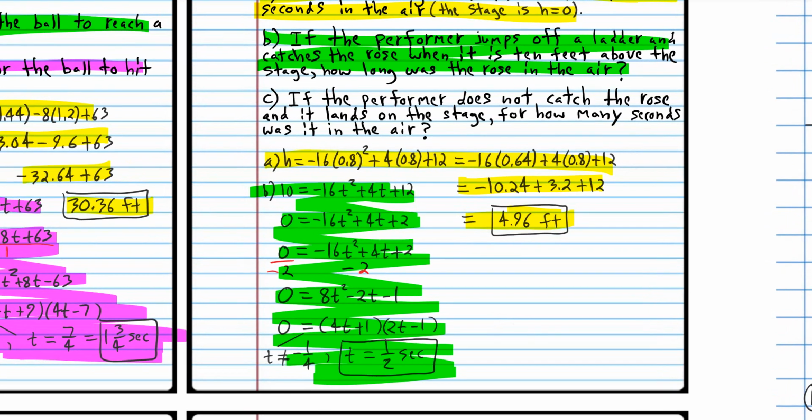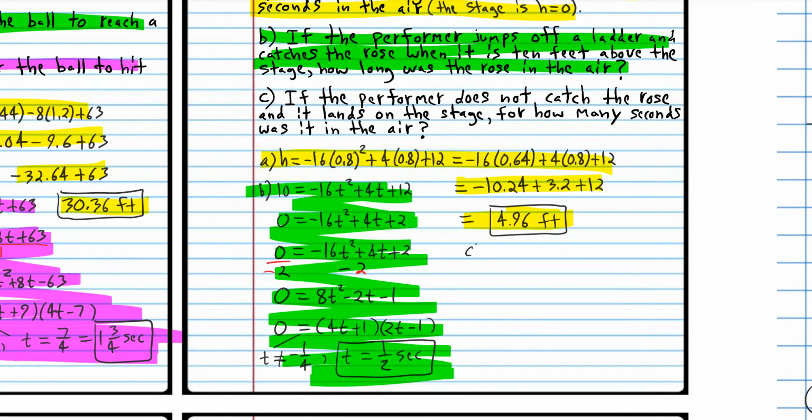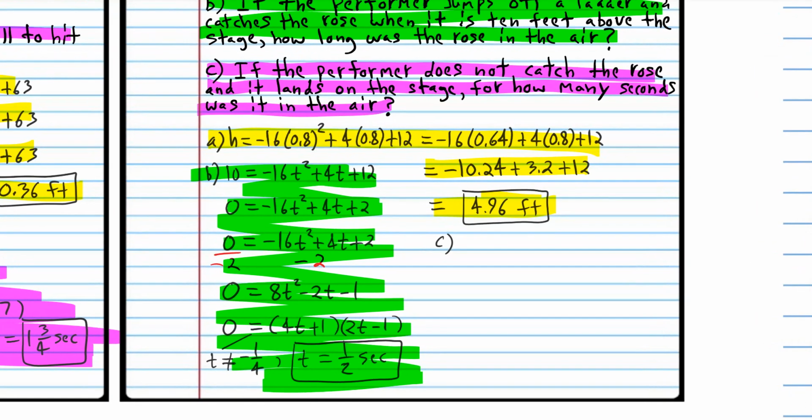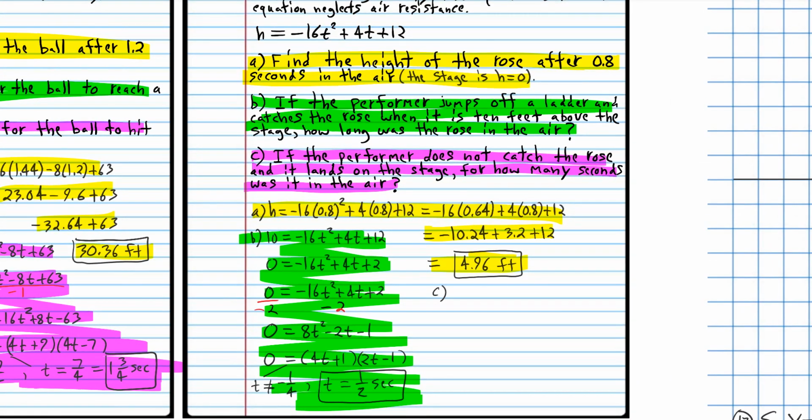All right, on to part C. If the performer does not catch the rose and it lands on the stage, for how many seconds was it in the air? So that just means if it lands on the stage, that means we have to let h equal 0 to figure out the time that passed for it to actually get to the stage.